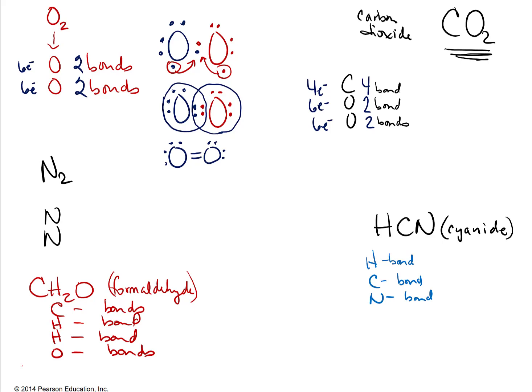So which one do I start with? Start with carbon. 1, 2, 3, 4. Then I have 2 oxygens, so just put an oxygen somewhere. I'll just put it over here because it'll fit in my space. 1, 2, 3, 4, 5, and make a pair.